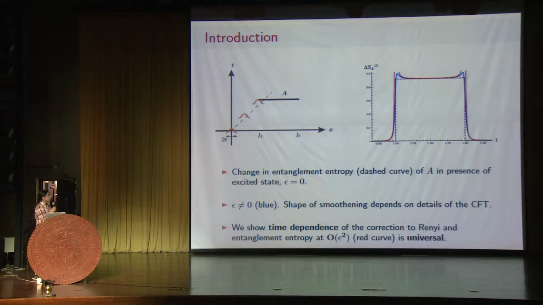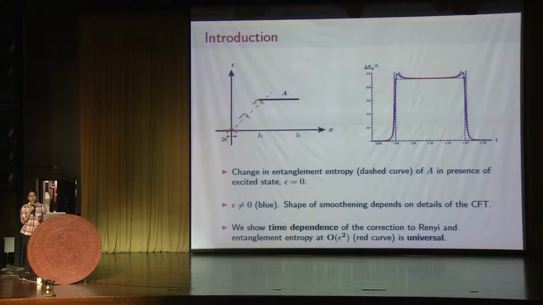As the excited state encounters the entanglement interval, it is expected that the entanglement entropy of the interval will change. The change is given by a step function. Here, in this entropy versus time plot, the black dashed line shows the step function, which has a non-zero value for time between L1 and L2. This is the change in entropy when the width of the excited state is 0. When the excited state has non-zero width, the change in entropy is given by the blue curve. So the step function becomes smooth.